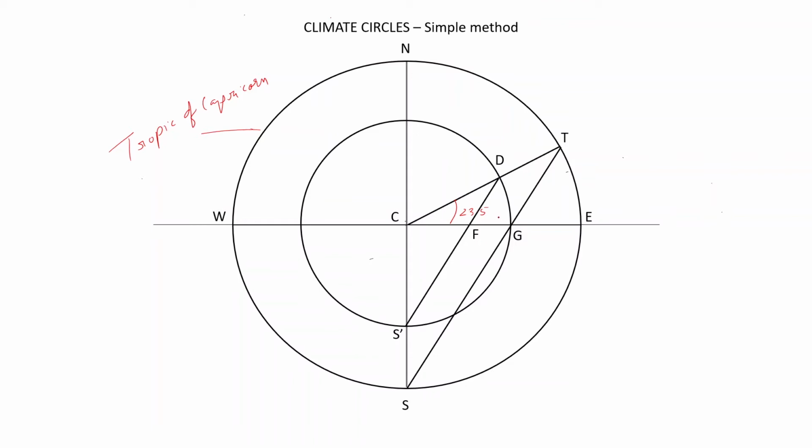CF is the radius of the Tropic of Cancer. Draw a circle with a radius CF from the center C. This is how climate circles are made.